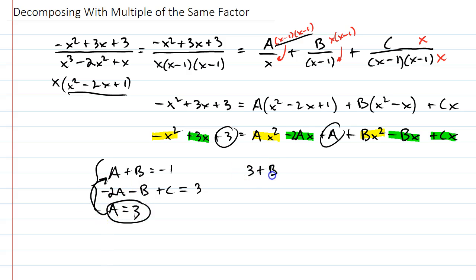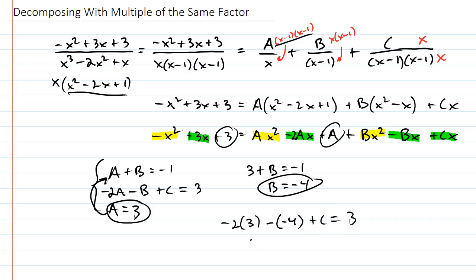Okay, well, if we know a is 3, we can plug it in the top. This would be 3 plus b equals negative 1. So b is negative 4. And then I'm going to take both of these and plug them both into this middle equation. So negative 2 times a minus b. So this is negative 6 plus 4 plus c equals 3. Negative 2 plus c equals 3. So c is going to be 5.